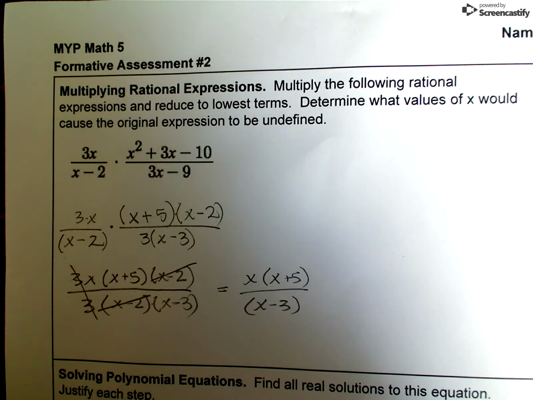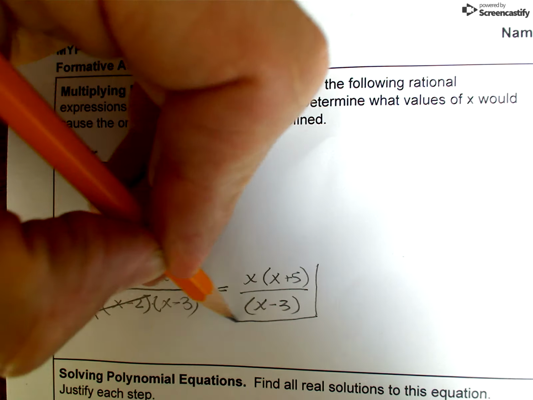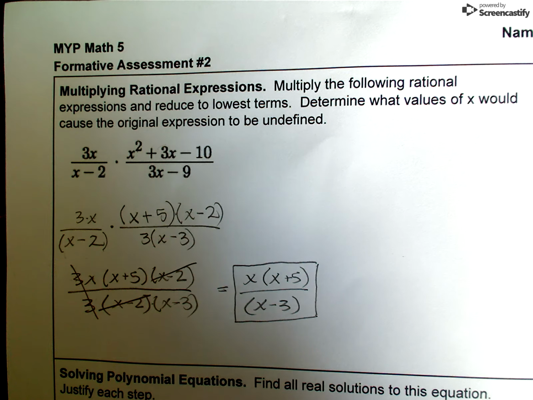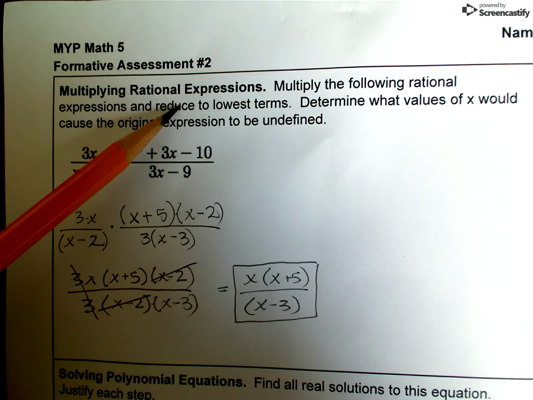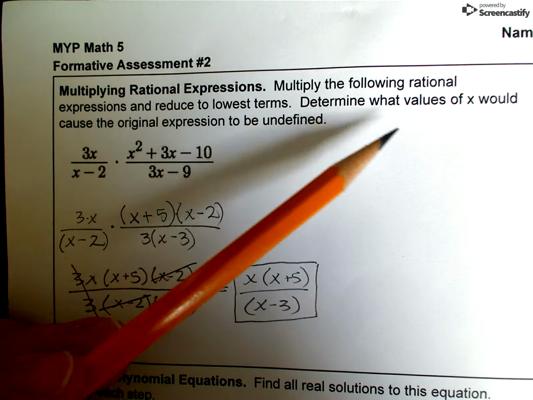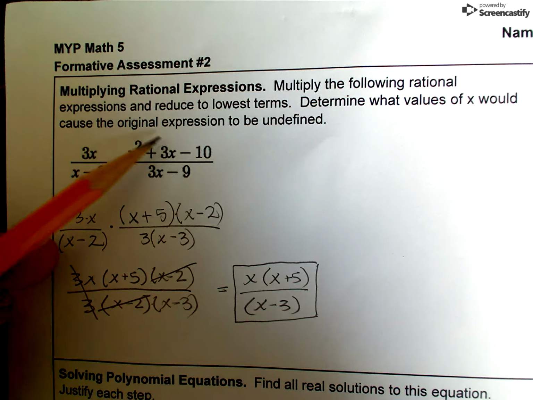And that is the simplest or lowest terms of this product. Can't make it any lower than that. And that is the first thing I'm asked to do. Multiply the following rational expressions and reduce to lowest terms. Done. Now, determine what values of x would cause the original expression to be undefined.